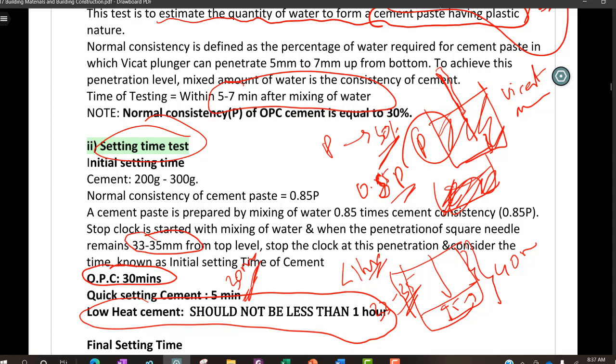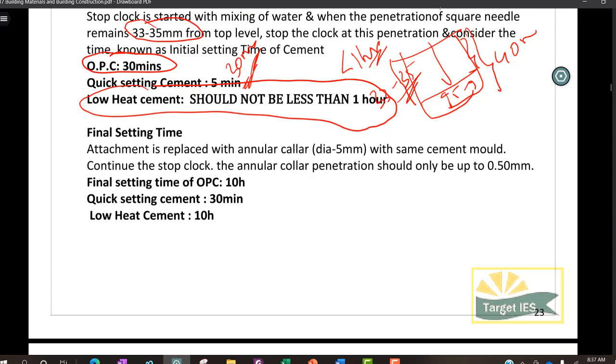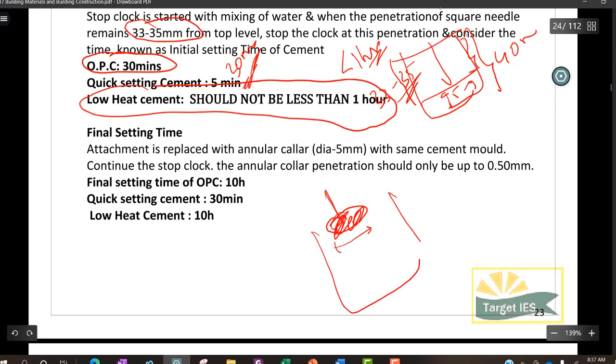Done. Now let us see the next one, which is final setting time. Same test, but previously we used a needle, but now we are using an annular ring attached above it. There will be a disc around 5 mm diameter, and you will try to penetrate it. From the top it should not penetrate more than 0.5 mm. Then we will call it finally set. The final set is done. I hope it is very clear, right?